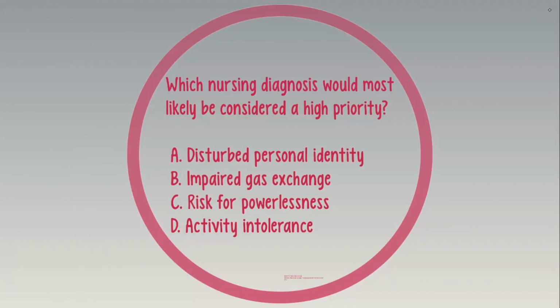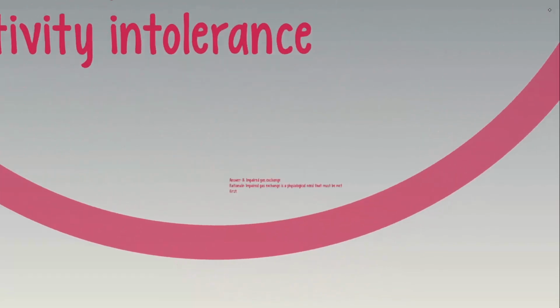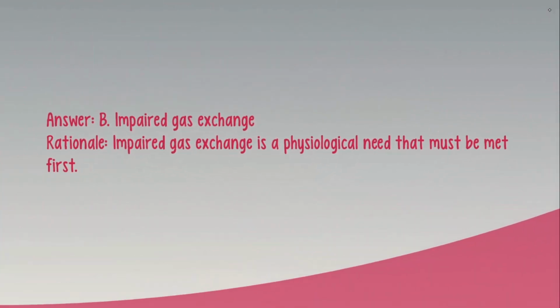So which nursing diagnosis would most likely be considered a high priority? Would it be A, disturbed personal identity, B, impaired gas exchange, C, risk for powerlessness, or D, activity intolerance? If you said B, impaired gas exchange, you're absolutely correct. That's a physiological need that must be met first.